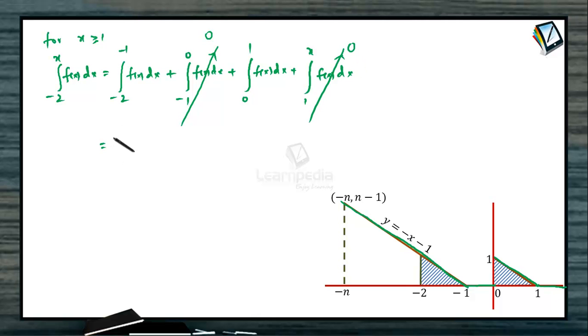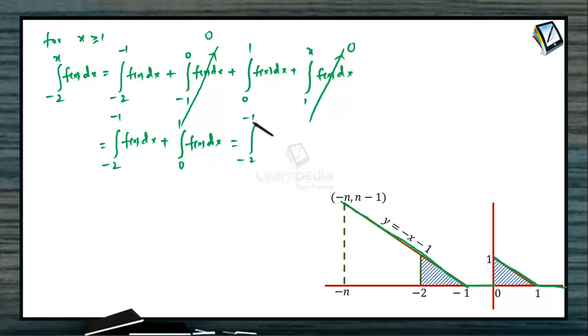So what is left out now? This is integral from minus 2 to minus 1 of f of x dx plus integral from 0 to 1 of f of x dx, and we have the function in both the cases. So can we calculate this area? Yes.